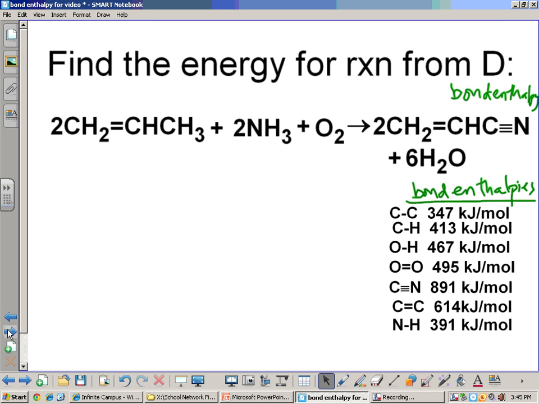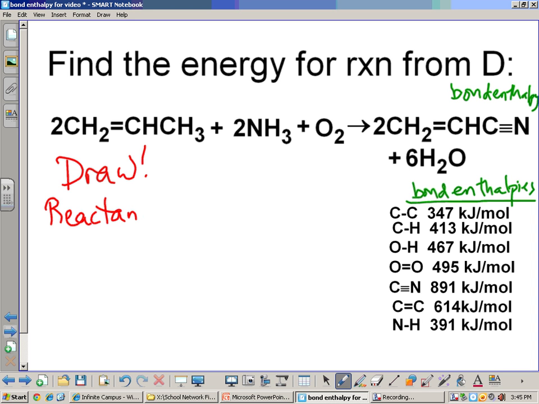So we've got the reaction written out. We need to figure out delta H. We need to figure out the energy for this reaction. You have to draw. So we're going to draw everything out. I'm going to draw all the reactants and all the products so that we can look at their bonds.